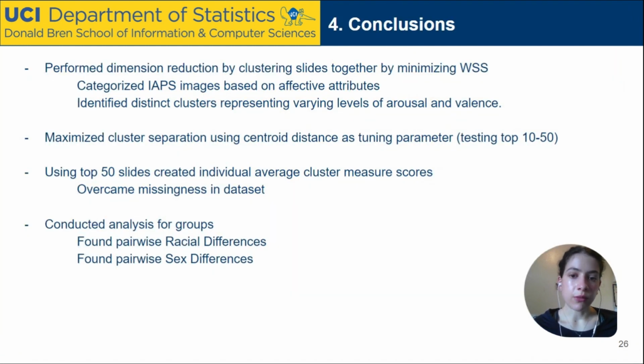To summarize, in this study, we employed dimension reduction techniques by clustering slides together using within sum of squares. We captured IAPS images based off affective attributes, identifying distinct clusters, and maximized cluster separation using centroid distance. We used a tuning parameter with the top 10 to 50 slides, optimizing our analysis, and utilized the top 50 to get our individual cluster measure scores, effectively overcoming the missingness in our data set. Overall, with this approach, we were able to demonstrate the feasibility and effectiveness of conducting analysis in the presence of planned missingness data.